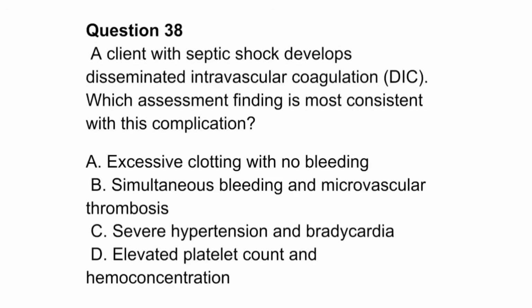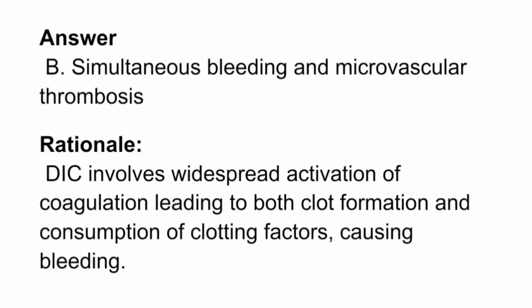Question 38. A client with septic shock develops disseminated intravascular coagulation, DIC. Which assessment finding is most consistent with this complication? A. Excessive clotting with no bleeding. B. Simultaneous bleeding and microvascular thrombosis. C. Severe hypertension and bradycardia. D. Elevated platelet count and hemoconcentration. Answer. B. Simultaneous bleeding and microvascular thrombosis. Rationale. DIC involves widespread activation of coagulation, leading to both clot formation and consumption of clotting factors, causing bleeding.